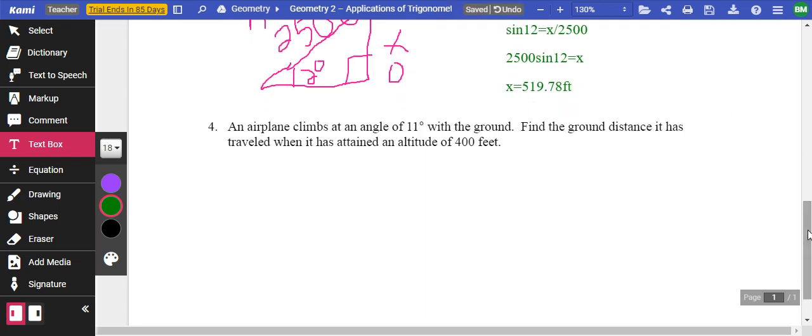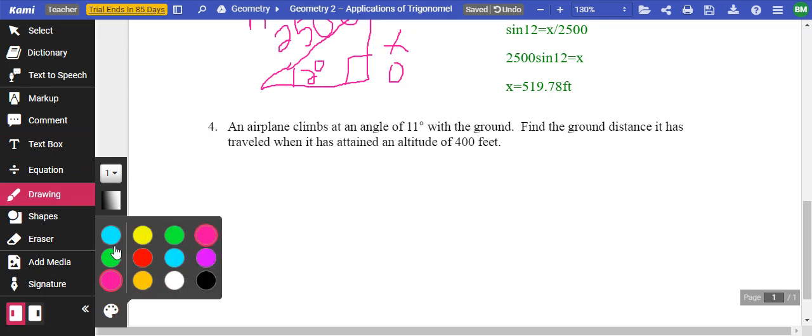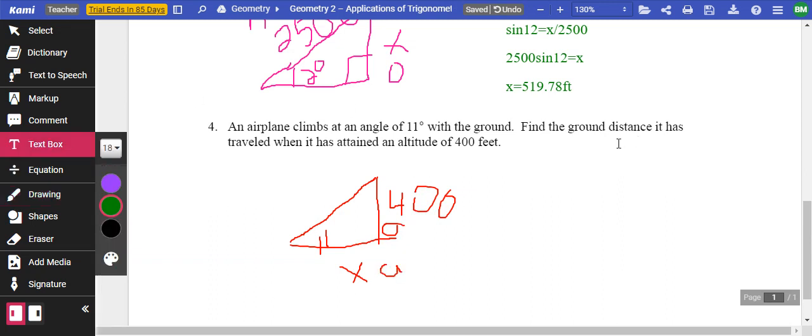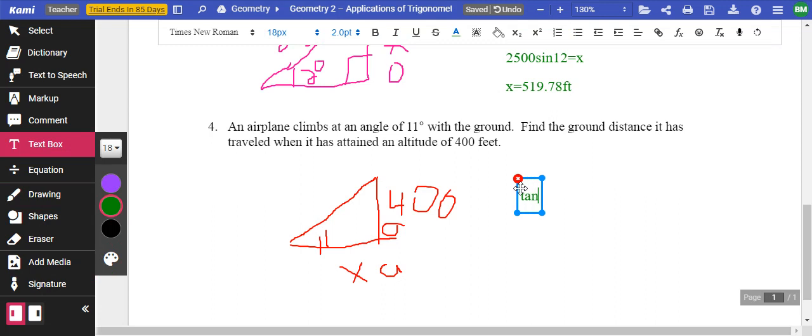Okay, one more. We are in an airplane, and we're at an angle of 11 degrees from the ground. Find the ground distance when we're 400 feet off the ground. That's what altitude means, up in the air. So across from 11, this is my opposite, this is my adjacent, so I know I'm going to use tangent. So we have tan of 11 equals, remember to put opposite, that's 400 over x.